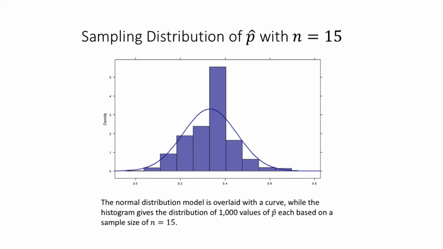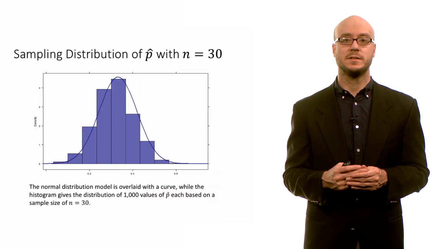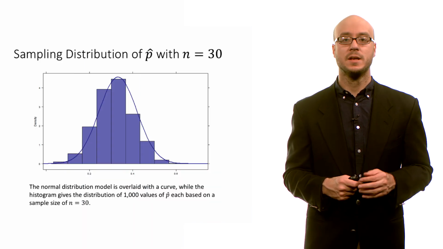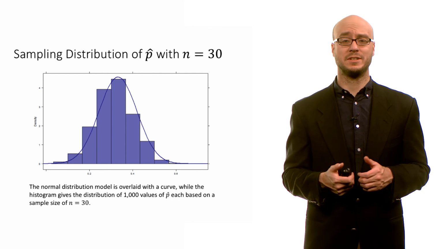You can see that the distribution of p hat is looking a little bit more normal. Now we have a sample size of 30, and this is approximately normal. If you recall, with a sample size of 30, we were pretty close to actually meeting the assumptions of the success-failure condition. The expected number of successes is about 10, and the expected number of failures is about 20. So both of those are greater than or equal to 10, roughly.